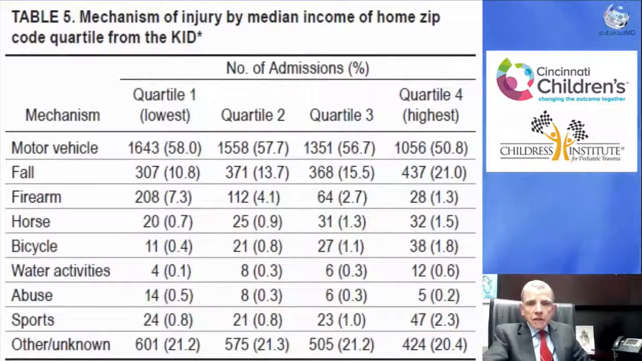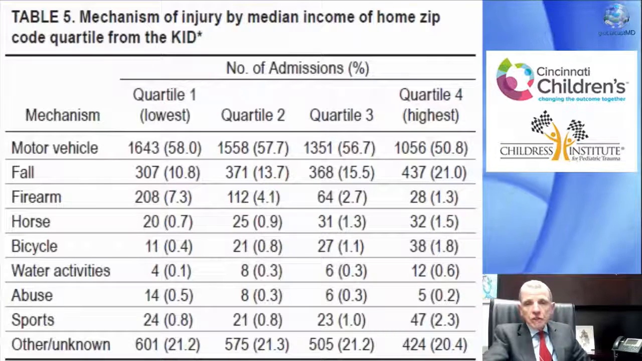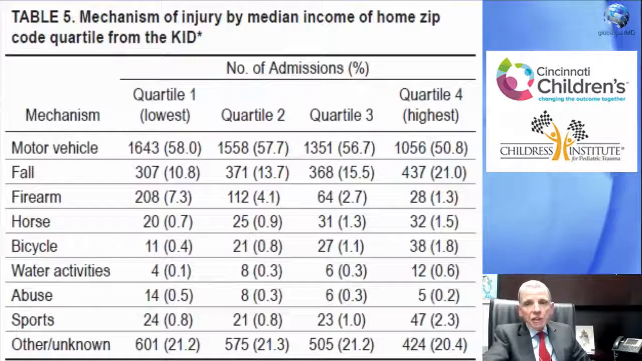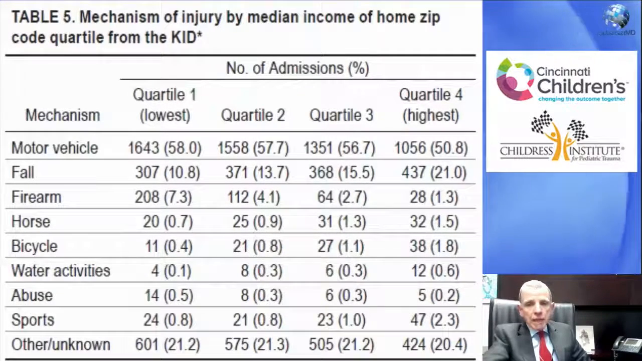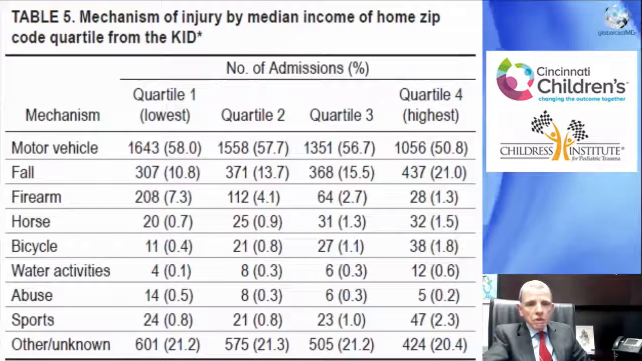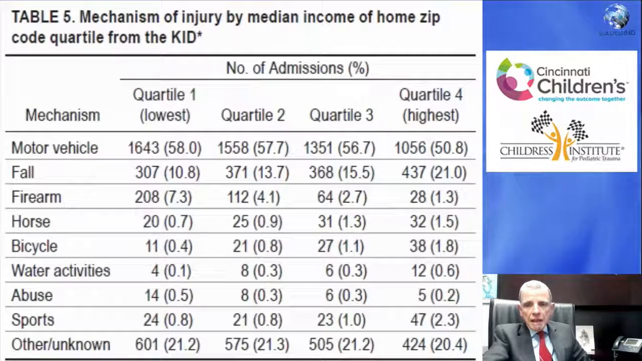And another way to cut the same pie here, we're looking at median income of home zip code divided up into quartiles. So quartile number 1 is the lowest income home districts, and quartile number 4 is the highest income home districts. And once again, we see the same kinds of trends related to socioeconomic status. Firearms tapering off in wealthier neighborhoods, abuse, bicycle and horse activity increasing in wealthier neighborhoods.